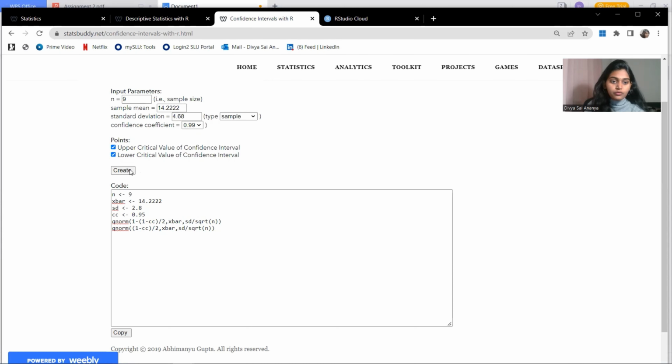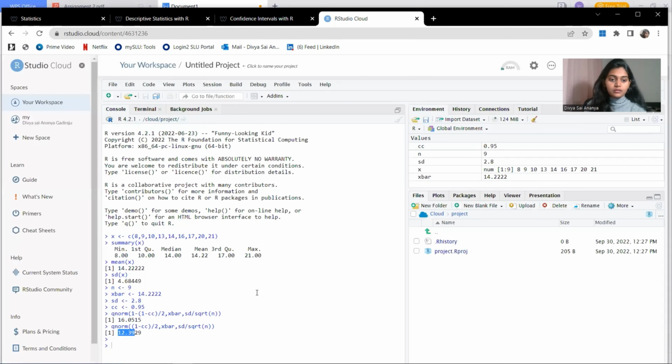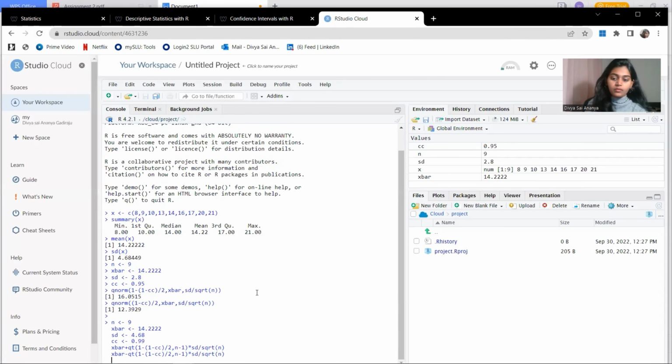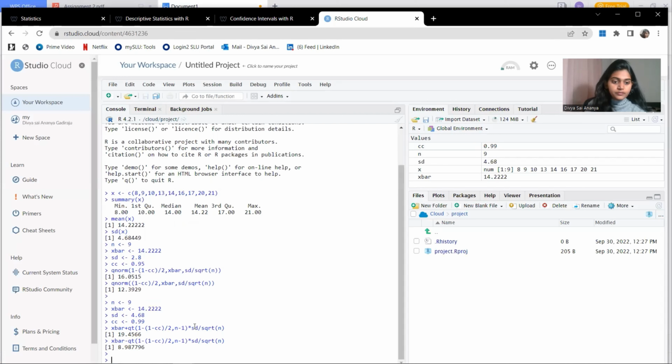Let's just create the code for this and then copy the code and paste it. There we are. So this is the upper limit and this is the lower limit.